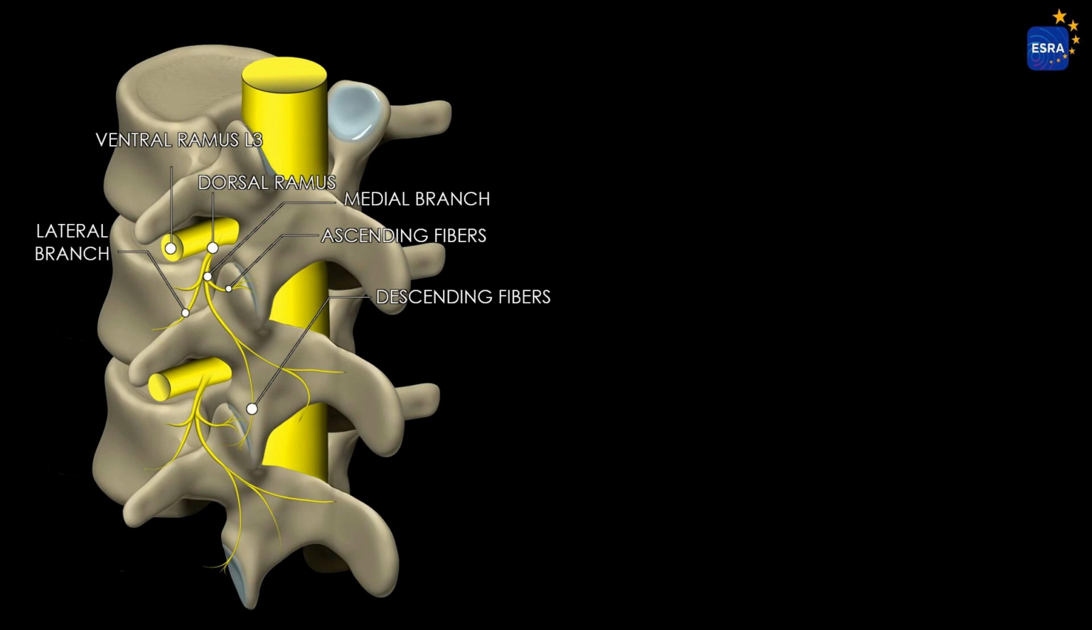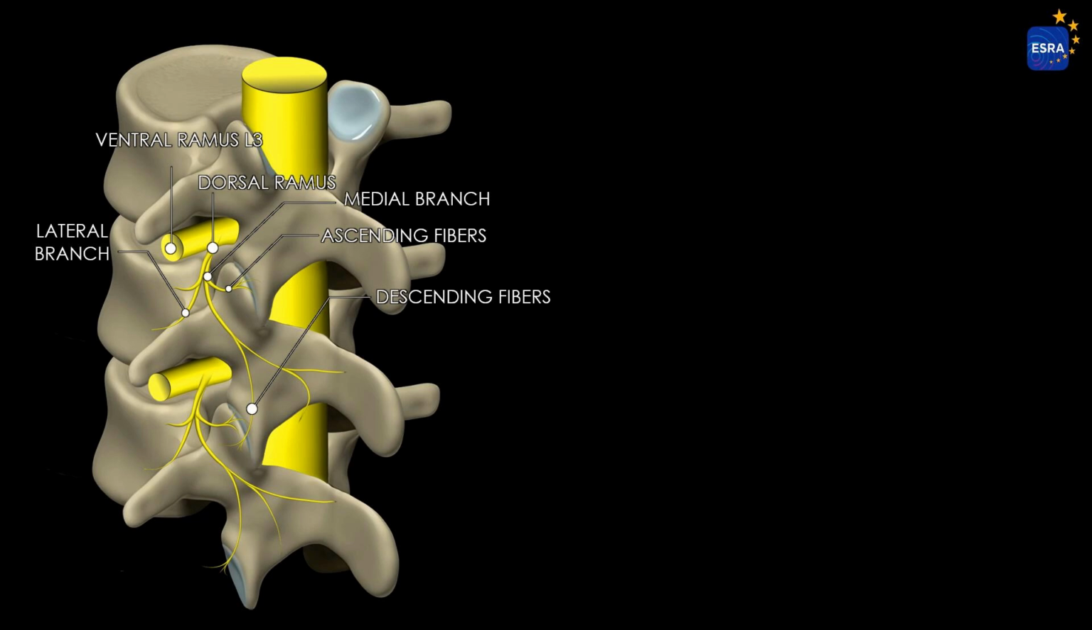Each lumbar facet joint receives innervation from the medial branch of the spinal nerve at the corresponding level, and the medial branch of the spinal nerve from the level immediately above. For example, the L4-L5 facet joint is innervated by the medial branch of the L3 spinal nerve ascending and the medial branch of the L4 spinal nerve descending.